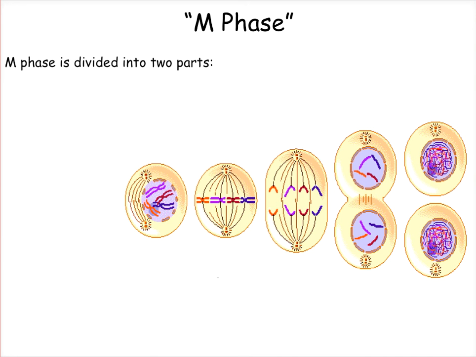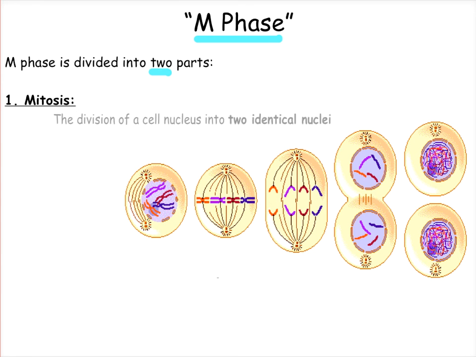If the cell is going to divide, then after it is done with interphase, it will move into M phase. M phase, as we saw before, is much shorter than interphase. But nonetheless, it contains the important and complex steps that are needed to make new cells. M phase is divided into two parts. The first is mitosis. Mitosis is the division of a cell nucleus into two new identical nuclei.